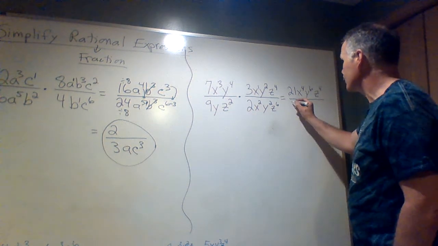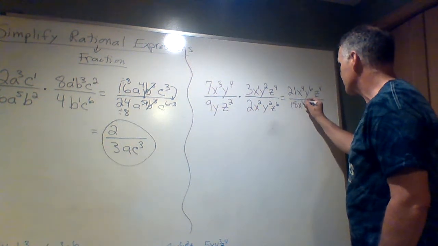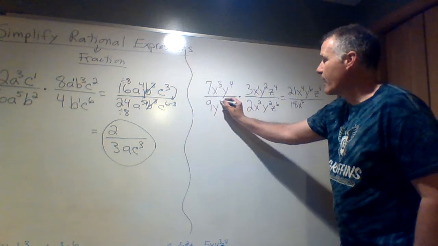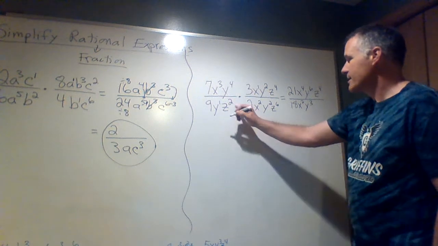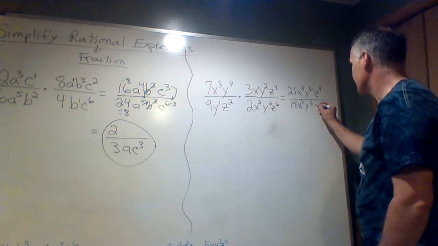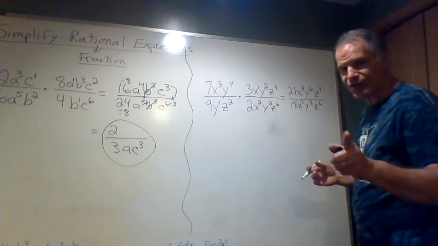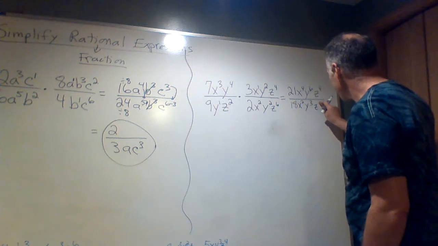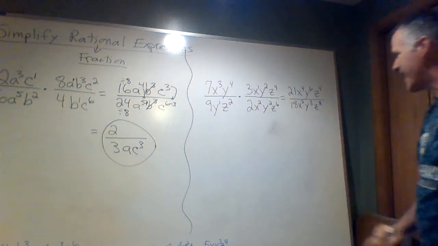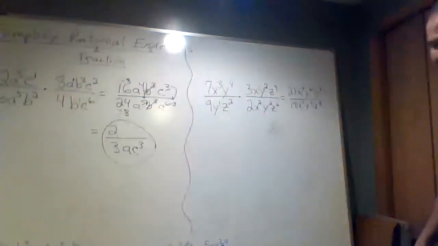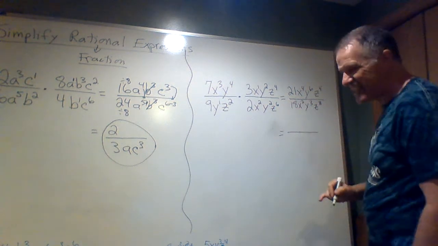9 times 2, 18. No x and x squared is going to be x squared. y to the 1 and y squared, y cubed. z squared and z to the 6, add those. z squared and z to the 6 make z to the 8. Now, all we need to do is reduce 21 and 18.